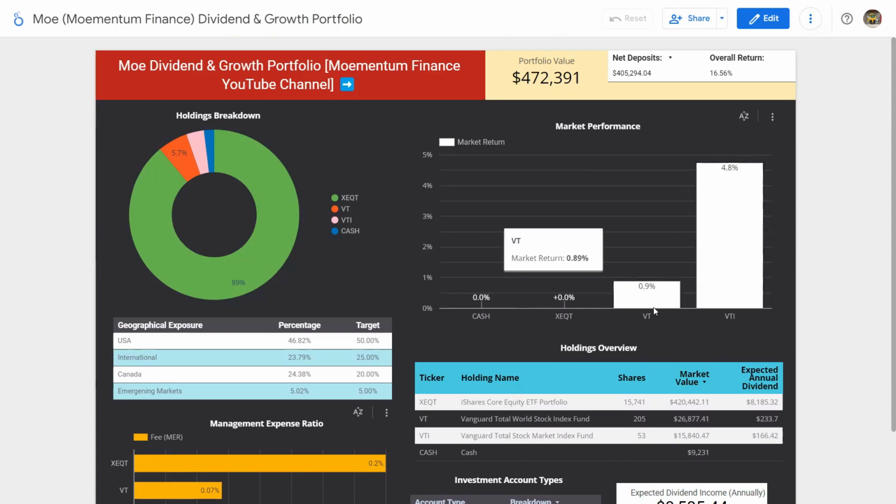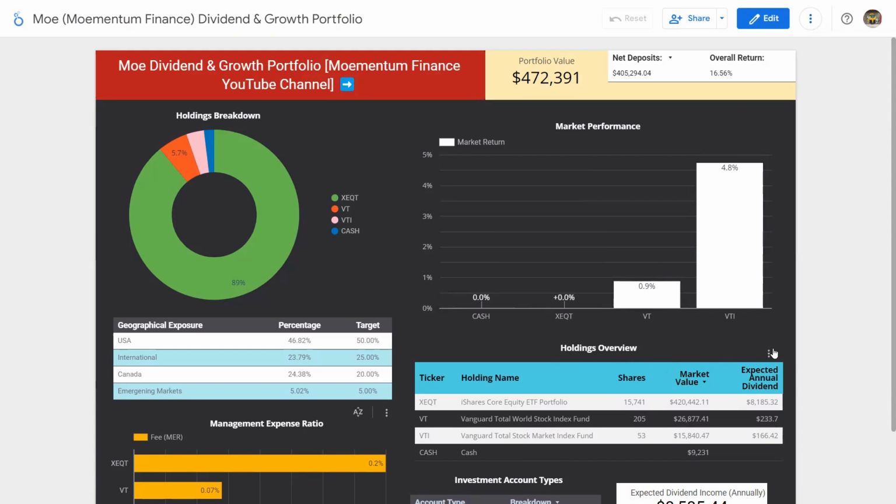Next, we have shares of VT. It is Vanguard Total World Stock Index Fund. It's in US dollars and we hold it in our RRSP accounts. Through VT, we get exposure to the entire global stock market based on the market capitalizations. In this case, shares of our VT, which we have 205 of those, are up by just shy of 1%.